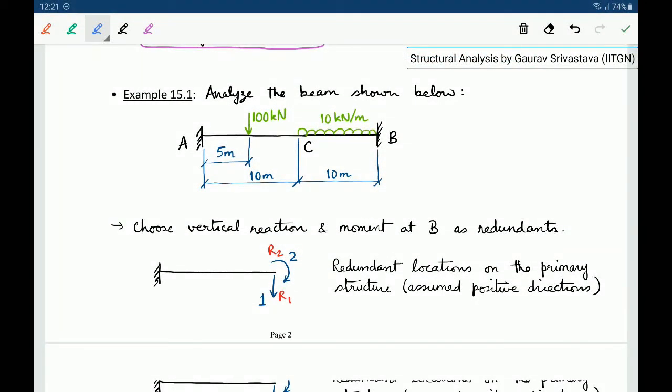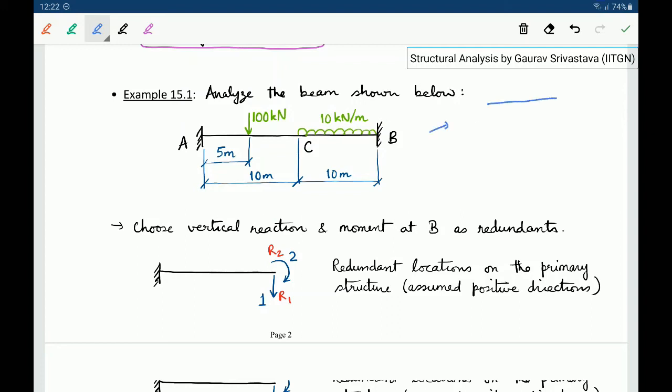Let's see a quick example for this. So let's say this is a beam which is given with the loads as shown. So this is obviously a beam of degree of indeterminacy 3, and if we ignore the axial degree of freedom in this case, this will have two redundants, right? So there are multiple choices for redundants.